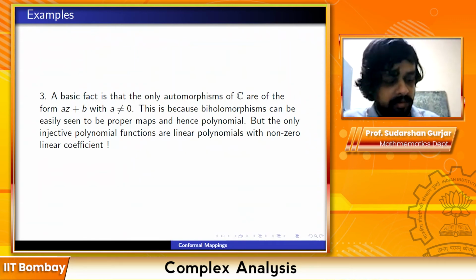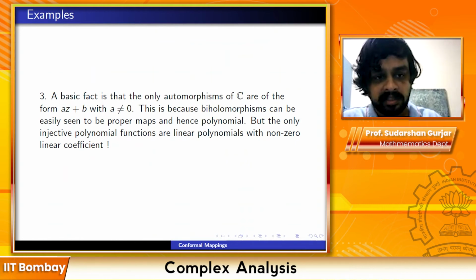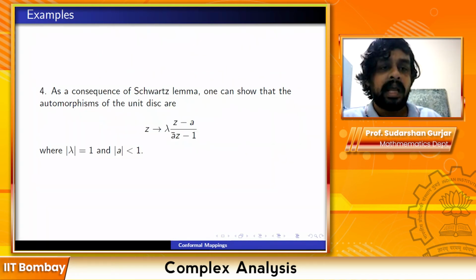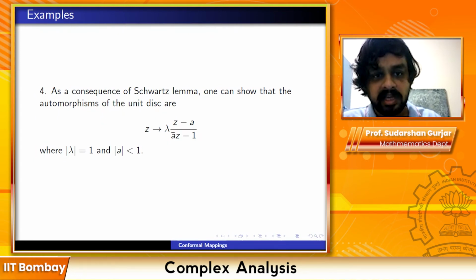An injective entire function from C to C is a linear polynomial with non-zero linear term. And as a consequence of the Schwarz lemma, one can show that the automorphisms of the unit disk are of the form z goes to lambda times (z minus a) upon (a bar z minus 1), where mod lambda is equal to 1 and mod a is less than 1. So for every lambda with mod lambda equal to 1 and mod a less than 1, you get a conformal mapping, which is actually an automorphism of the unit disk.